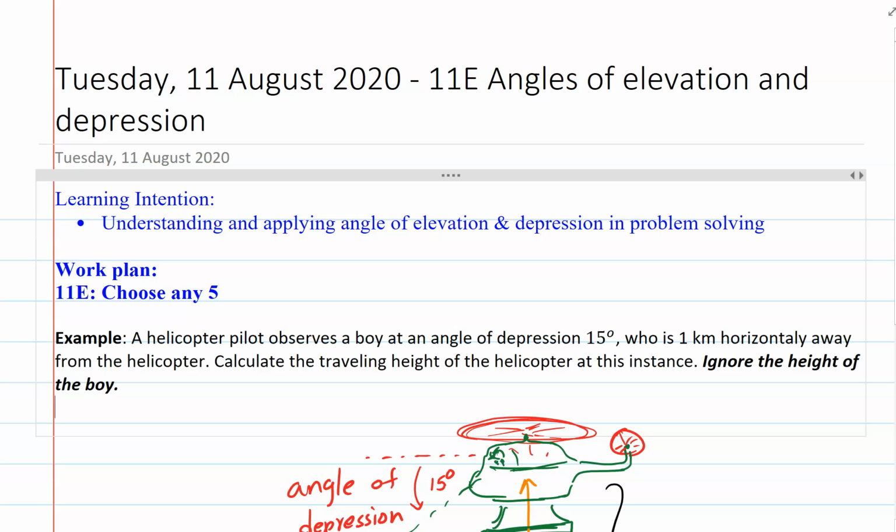A helicopter pilot observes a boy at an angle of depression of 15 degrees who is 1 kilometer horizontally away from the helicopter. Now we need to calculate the traveling height of the helicopter at this instance. It's just because if the helicopter moves, the distance changes. We are only looking at the traveling height at this instance.